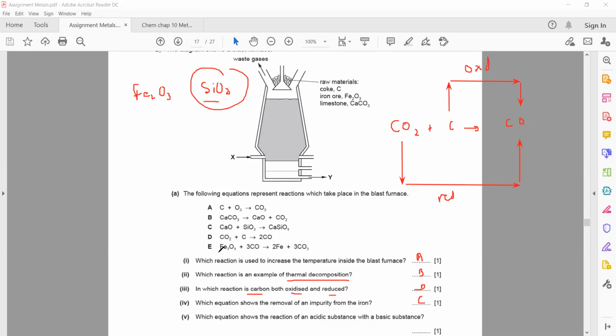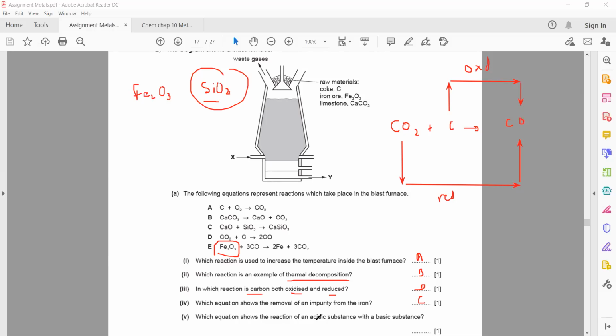Because this is not an impurity in iron. Oxygen is not an impurity in iron. Oxygen is present in iron as a compound, iron oxide. But we don't say that in this compound, iron oxide, oxygen is an impurity. We don't say like this. If we have a mixture of two things, then we call one thing an impurity. So C is the right one.